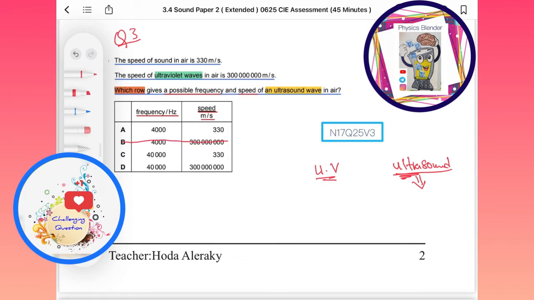So you have to exclude B and D, because the speed of ultrasound has a range like the speed of sound in air. Since here we are talking about the speed of sound in air, we are discussing ultrasound wave in air also. So they will be the same speed. The only difference will be in frequency.